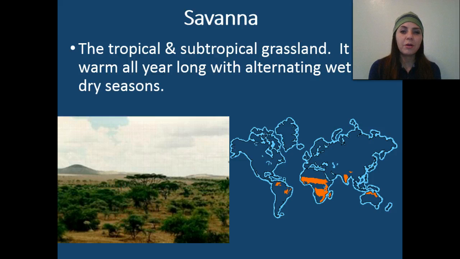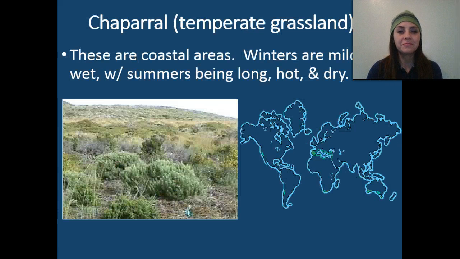So in the savanna, the tropical and subtropical grasslands, this is warm all year round, and it has an alternating wet and dry season. And this might be something you've seen on the Discovery Channel or Animal Planet. They love talking about the savannas in Africa. And that's where you see this belt right here of all of the savannas, and that's where you'll see all of the giraffes and the hippopotami. And a lot of times they'll talk about the monsoon season, and then they go into droughts, and all of the animals are fighting over water holes and stuff like that. So that's a typical savanna.